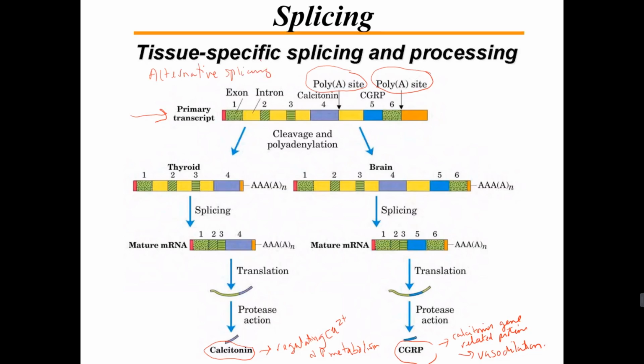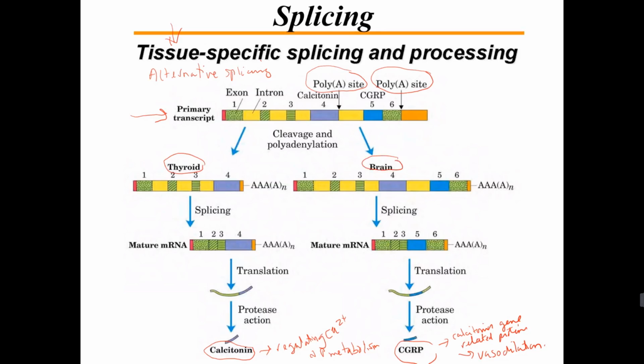So alternative splicing really does generate diversity, and we'll see from the generation of calcitonin and CGRP that these are two different hormones that are produced from a single calcitonin CGRP pre-mRNA. And it is tissue specific. Depending on where the transcript finds itself, whether it's in the thyroid or in the brain, we can get two different proteins being generated.